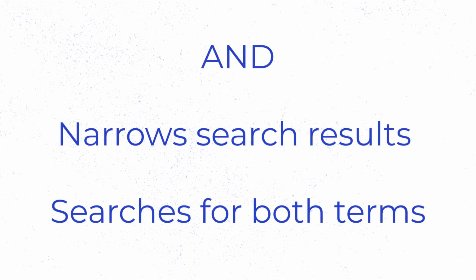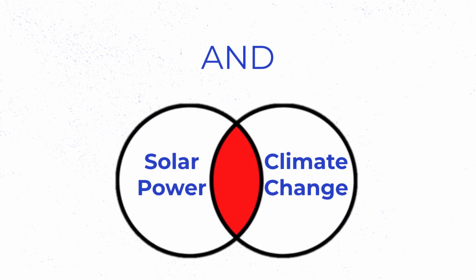Now let's turn to three little but extremely important connecting terms: and, or, and not. When you put these connectors between your keywords, the database does exactly what it sounds like. Using and narrows your results because all the keywords have to be included in a source for it to show up. If you search solar power and climate change, the database throws out everything that just mentions solar power or just climate change and only gives you sources that include both. As mentioned in our previous lesson, library databases tend to default to and searches.